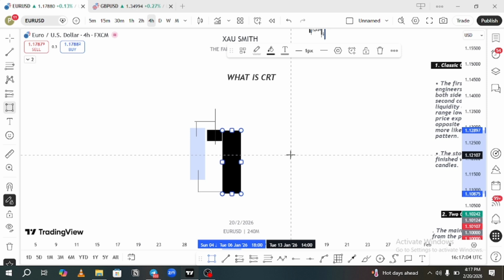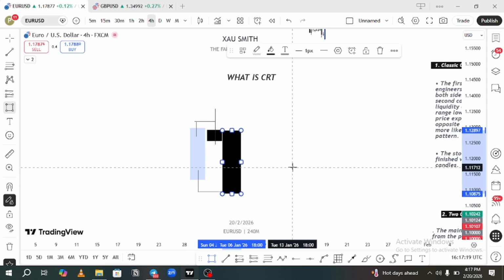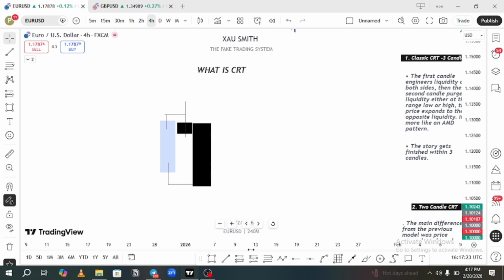So CRT just simply means a three-candle analogy. Simply, the first candle, you mark the high of the first candle and the low of it, and you wait for the second candle to come and manipulate and take either the high. If it takes the high, we look to sell. If it takes the low, we look to buy, right? So it's just more like what? An AMD pattern. So let me give you this analogy.